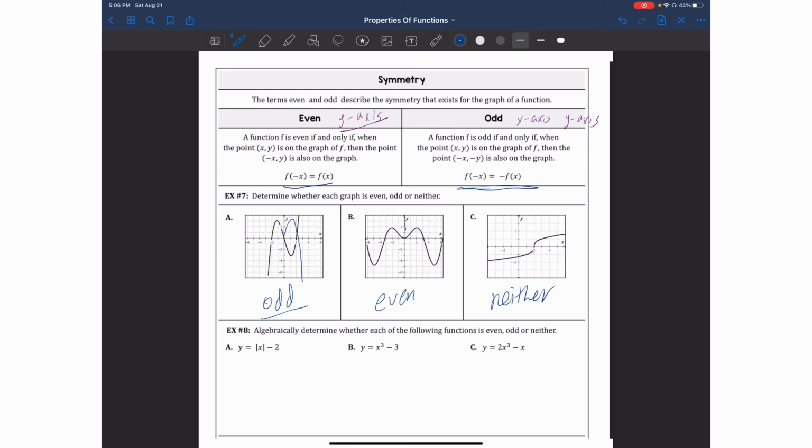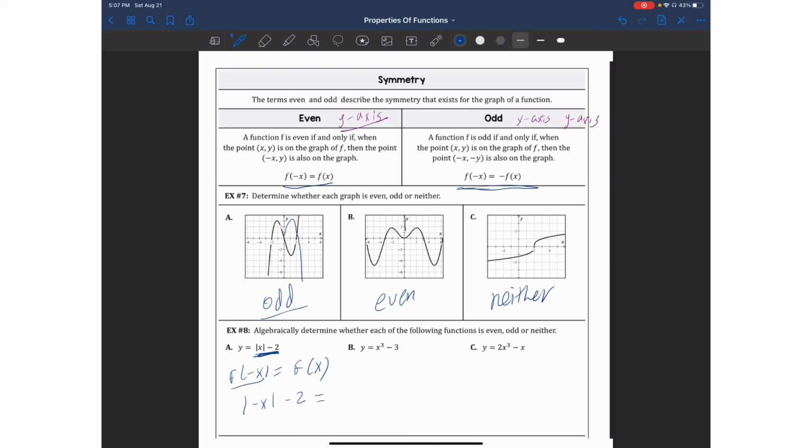So looking at example 8a, to check if it's even or not, I am going to set it up as f of negative x equals f of x. So when I plug it in, I want to use my f of x, that's at the top, and then replace every x with a negative x. So absolute value of negative x minus 2. Since I only have a negative x inside the absolute value, I can actually get rid of it.